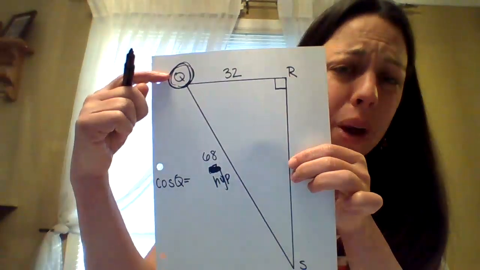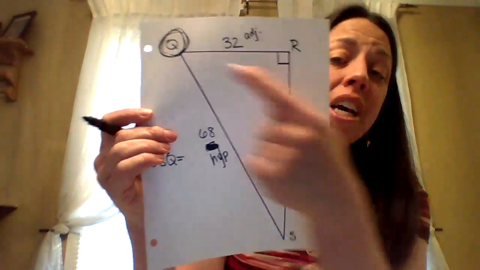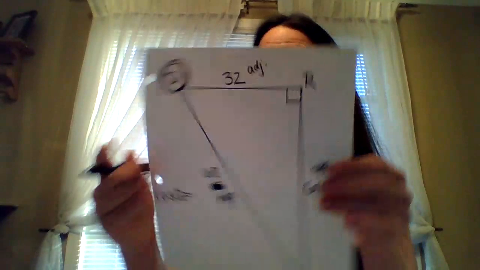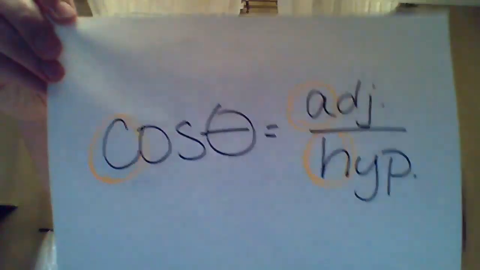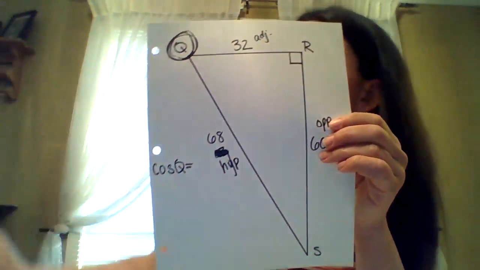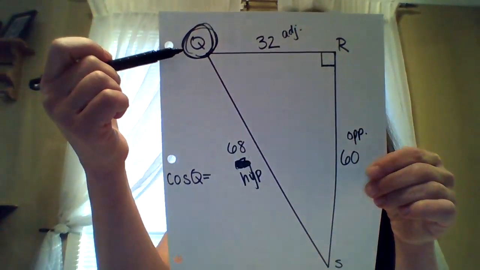I'm going to do it the other way this time. Go right next to it. What's right next to angle Q? 32, okay, so that would make 32 adjacent. Look at angle Q again and go opposite of it, go across from it, and so 60 would be opposite. Now, we need to be worried about our SOHCAHTOA again. What does cosine write as the ratio? Adjacent over hypotenuse. All right, so let's look at angle Q again on this triangle.